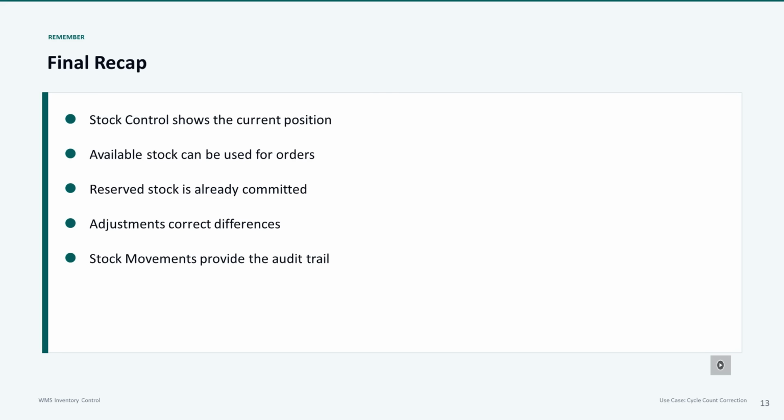To recap, inventory control gives visibility and control over stock. Available stock is usable. Reserved stock is committed. Reorder level identifies low stock. Adjustments correct stock differences, and stock movements provide the audit trail.